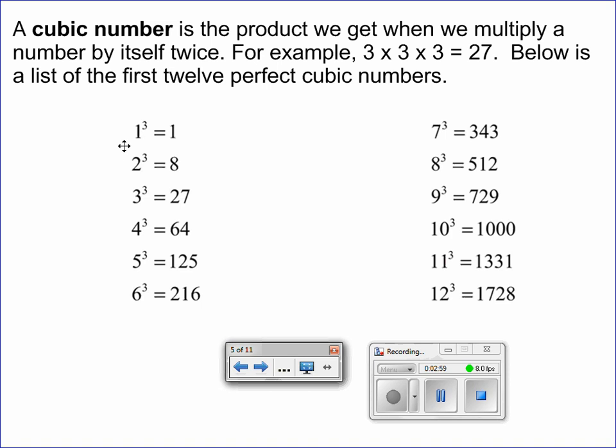But again, keeping in mind this 3 means you're multiplying the number by itself twice. So 1 to the power of 3 means 1 times 1 times 1, which equals 1. 2 to the power of 3 means 2 times 2 times 2, which equals 8, and so on.